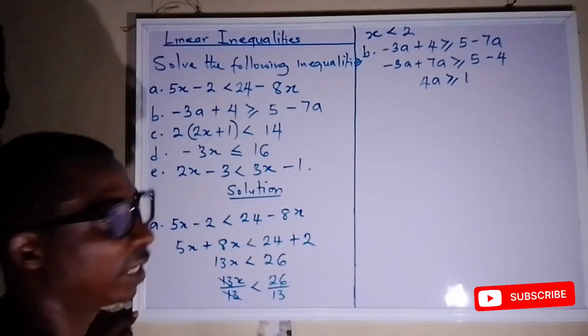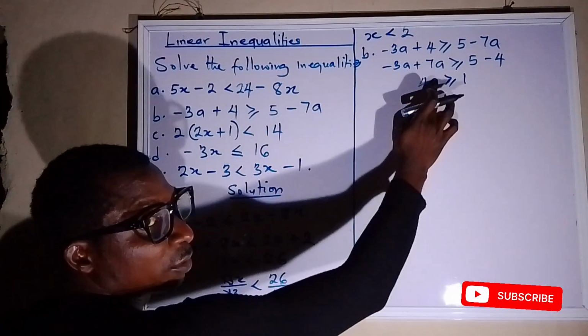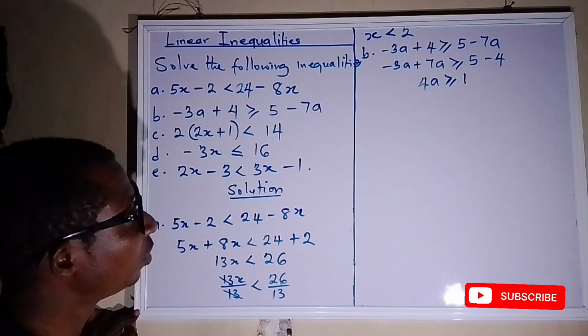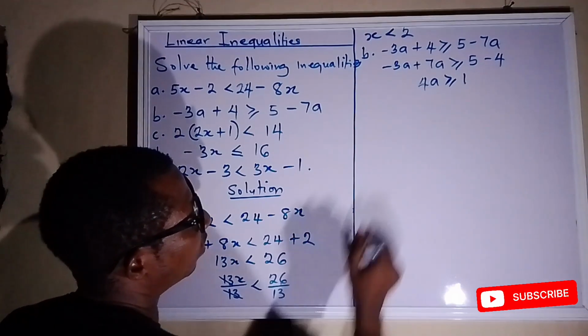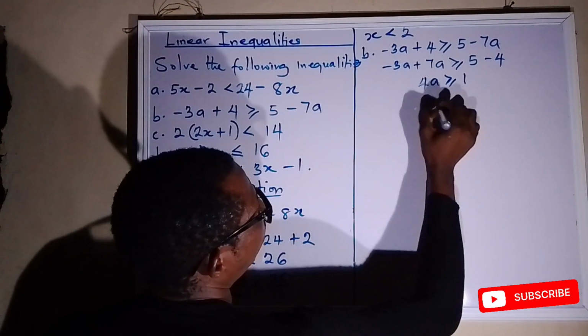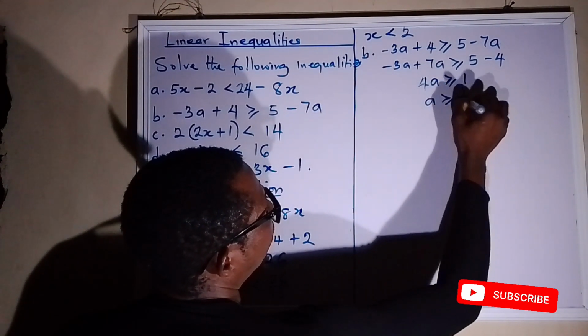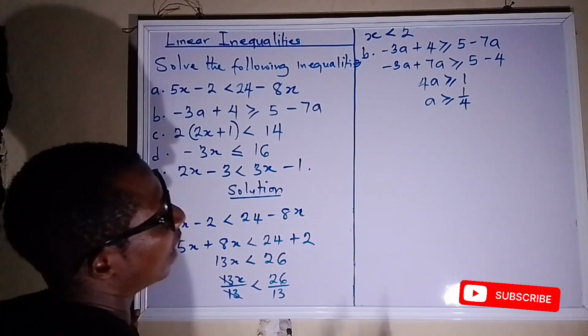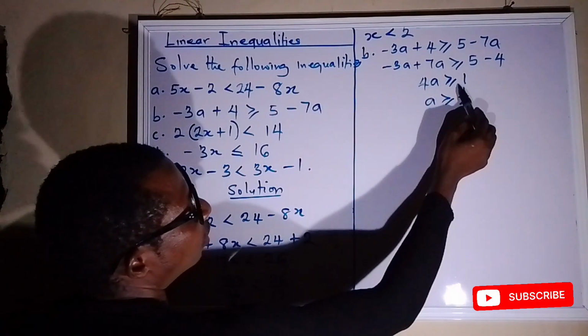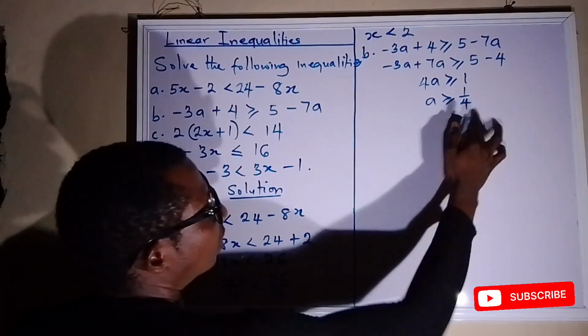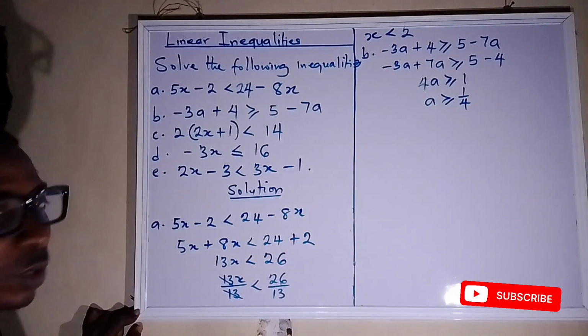Now the objective is to make a be alone. That is to make a the subject of the formula. So that means a will be less than or equals to 1 over 4. How did I get that? I divided this one by 4, this one too by 4. Alright, so this is the answer to that question.